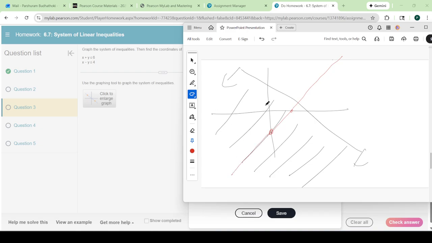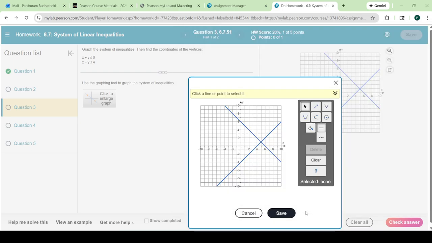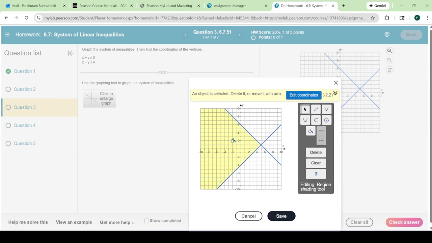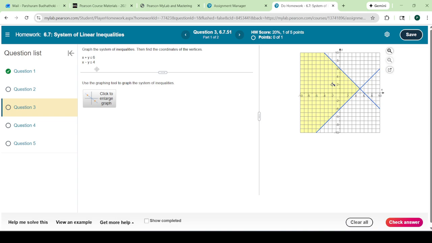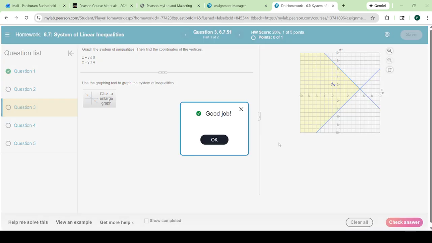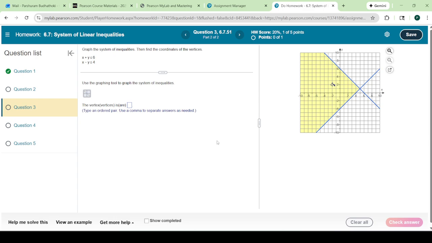And if I choose 0, 0 as a testing point, that's satisfied. So that's supposed to be this side. So it's supposed to be bounded by this side and this side. So this is my shaded region. If I go back here, this is my shaded region. So I click here and then I put it here. So that is the shaded part. So that is the solution for both inequalities. And that's all.